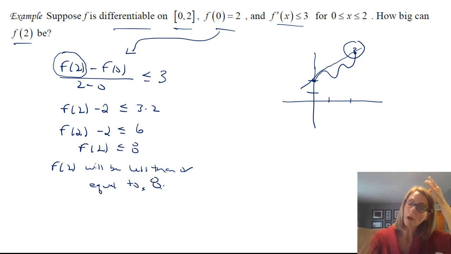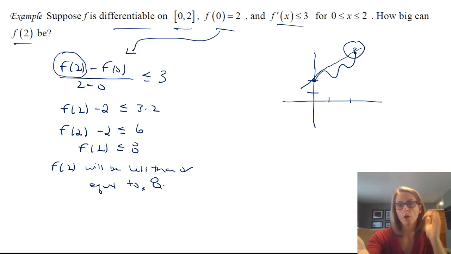And again, what's happening here is you're bounding your derivative, and so that essentially bounds the slope of the tangent lines, which bounds how fast the function can increase. And so we're told that no matter what happens between 0 and 2, no matter what the function is with those requirements, f of 2 will always be less than or equal to 8. And that is section 3.2.